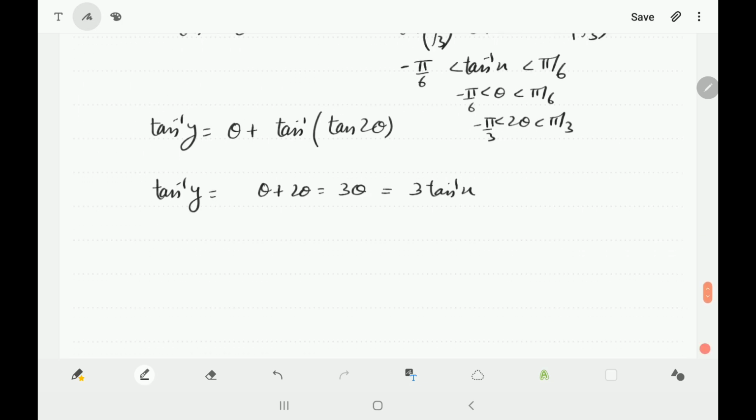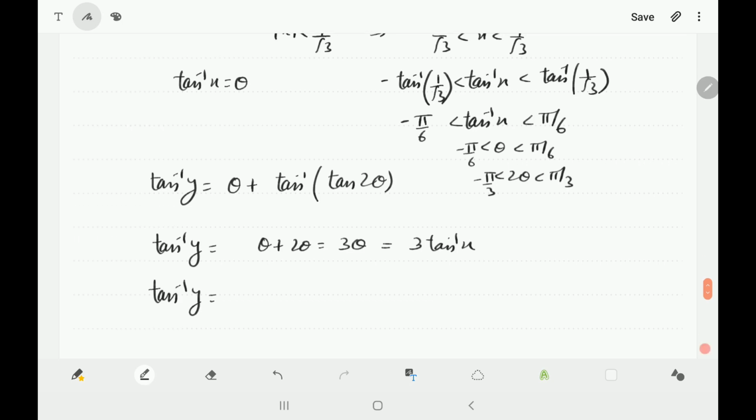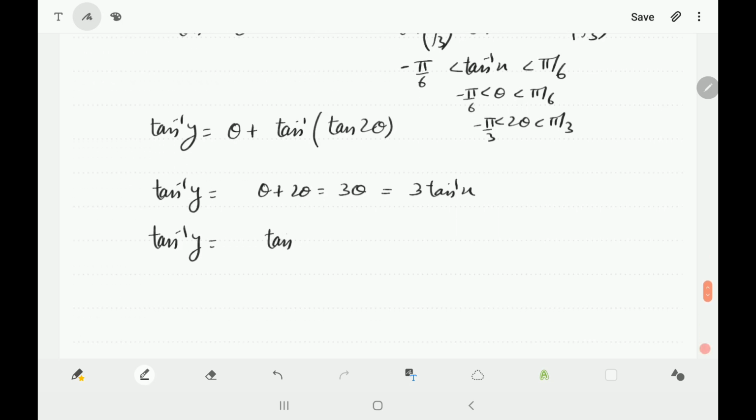So now we will have tan inverse y is equal to 3 tan inverse x, where x is from minus 1 by root 3 to 1 by root 3. If we apply the formula for tan inverse of this, it will give us 3x minus x cube upon 1 minus 3x square, provided 3x square should be less than 1.